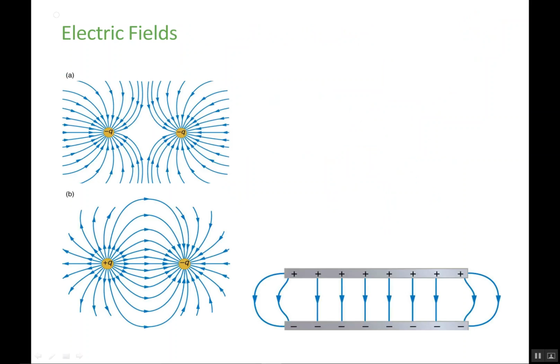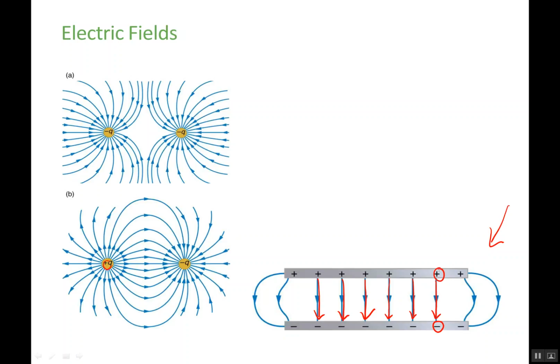Let's look at some other examples. Down here, we have a picture of what the electric field looks like between what's referred to as a parallel plate capacitor. One plate is positively charged and the other plate is negatively charged. So in between the plates, the electric field is relatively uniform and it points downward. Why? Because that's the direction a positive charge would move if it was subjected to this field. It would be repelled from the positive plate and attracted to the negative plate.